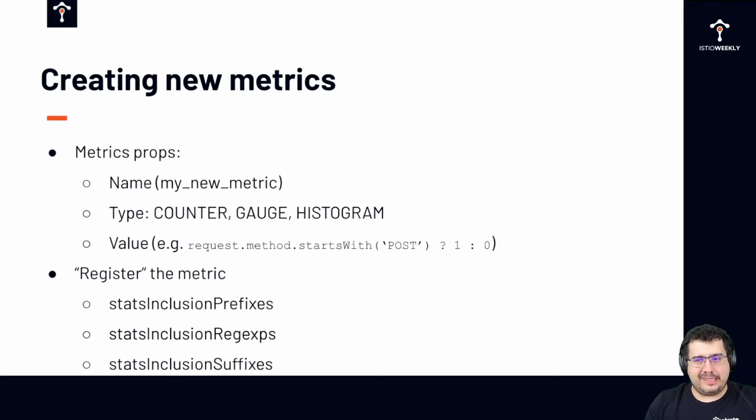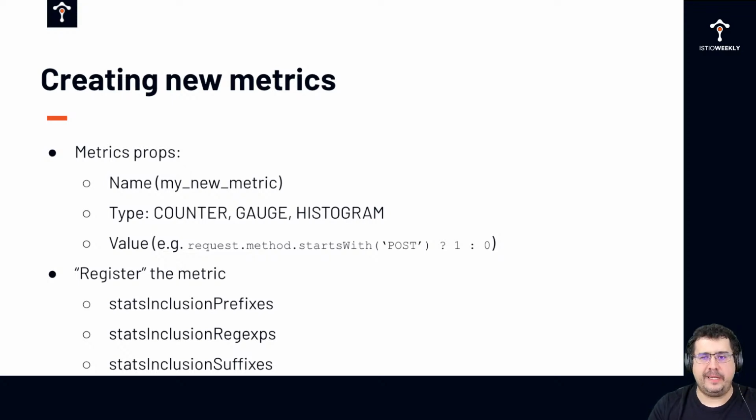The second scenario is creating new metrics. This is where you can come up with your own metric name, your own metric type: you can create a counter, a histogram, or a gauge. And finally, you can also define a value that evaluates to an integer and says whether you want to increment the metric value or not. If you remember that 123 counter number that I had on the first slide, in this value field you can say, when do I want that number to increase?